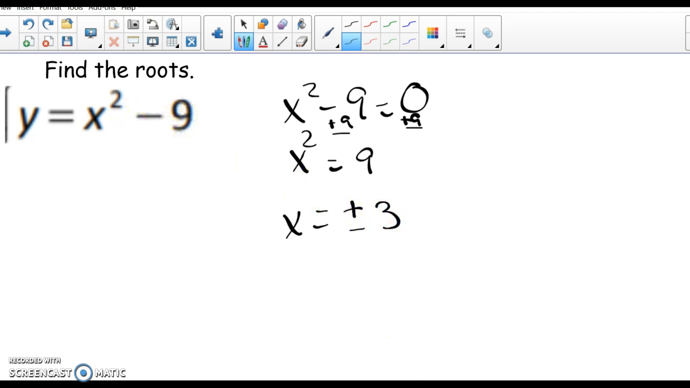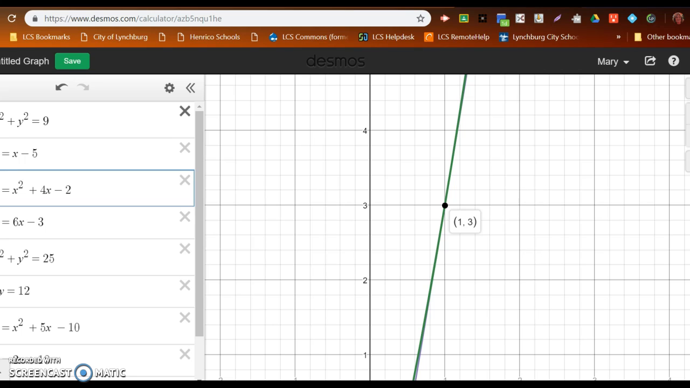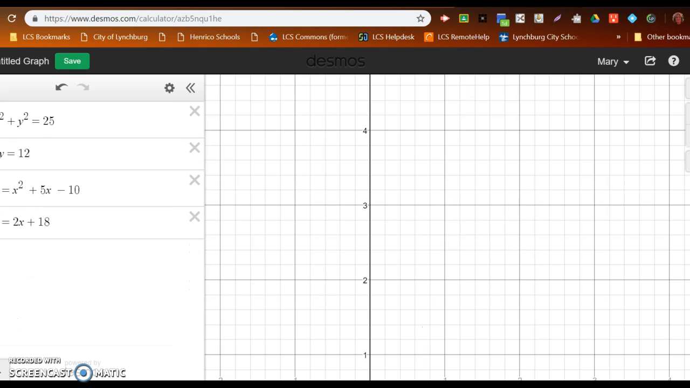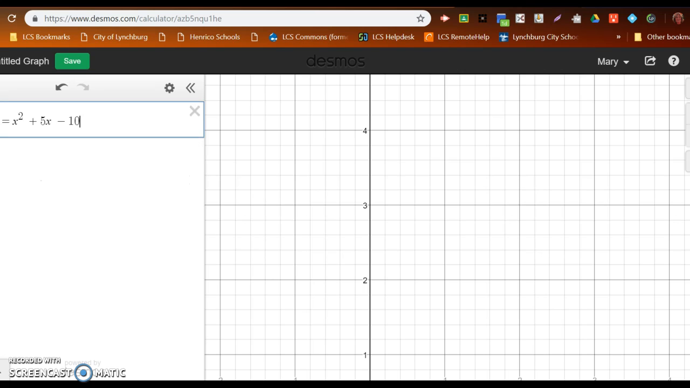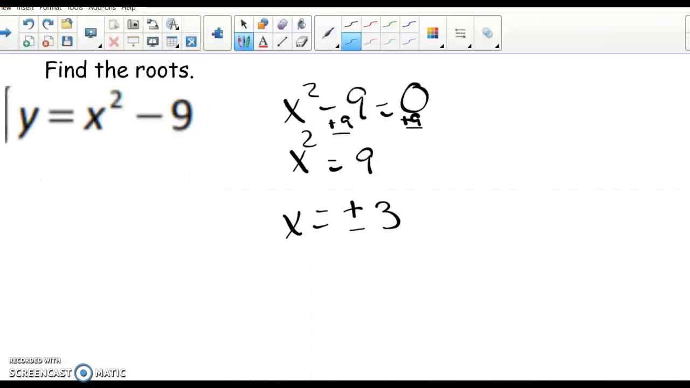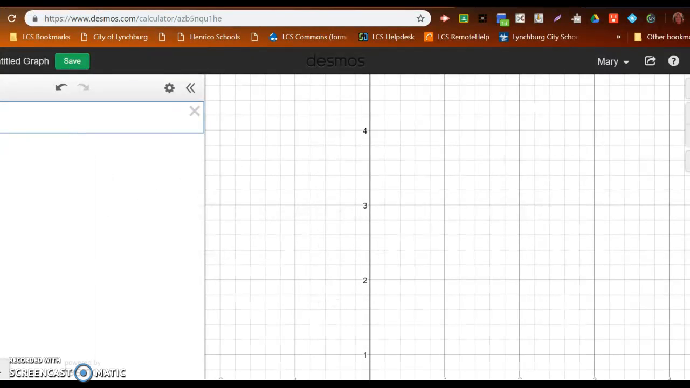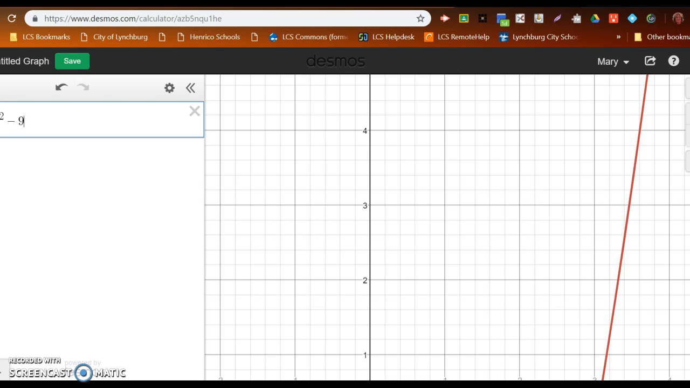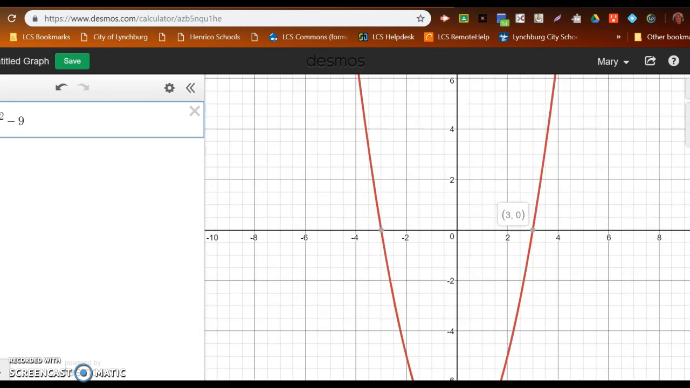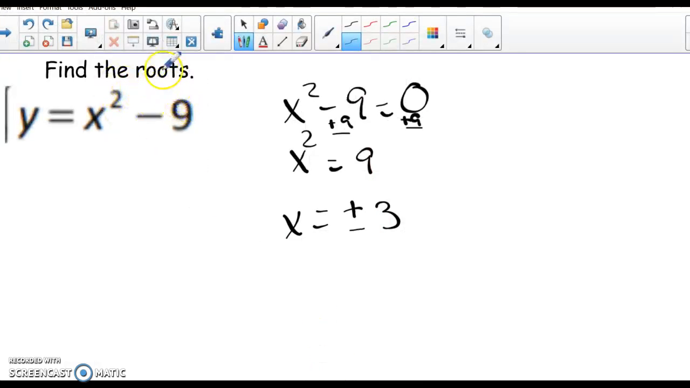I could also plug this into Desmos. If I plug it in, let's see, the equation was x squared minus 9. So if I plug that into my graph, I have x squared minus 9. When I look at my graph, let's go to the home screen. I want to see where it crosses my x-axis. That's what a root is. That's what a solution is when you're just looking for one equation. It crosses at positive and negative 3. So that would be my solution. That would be my roots. That would be my zeros. That would be my x-intercepts.